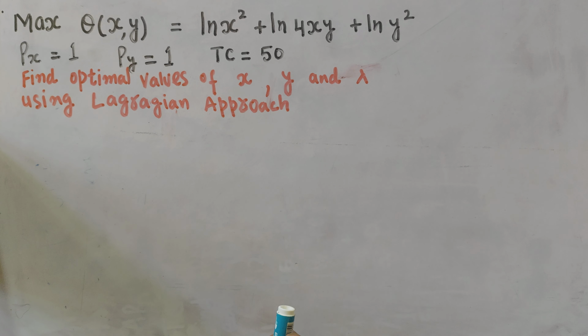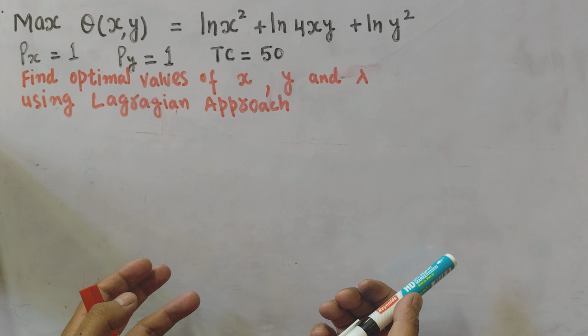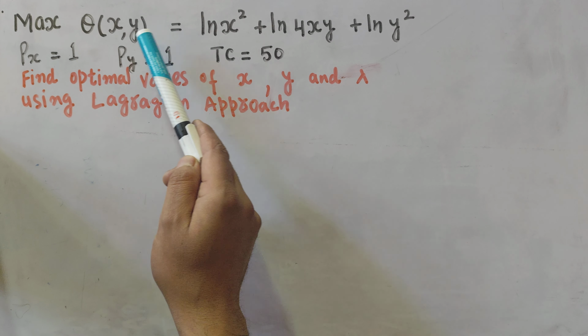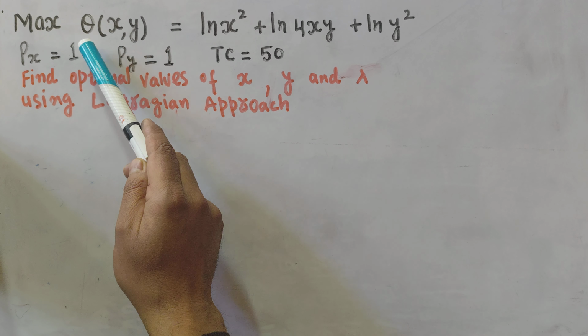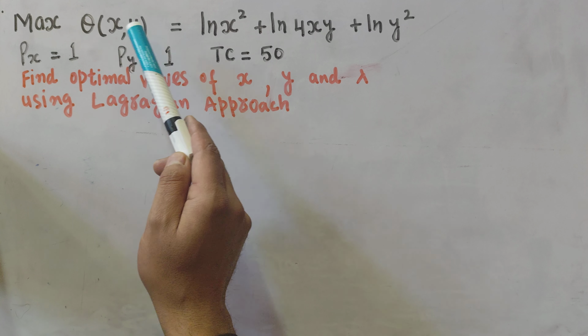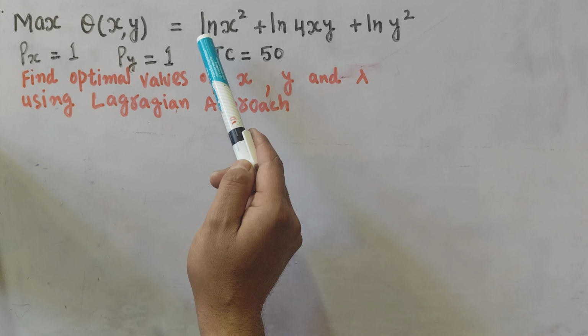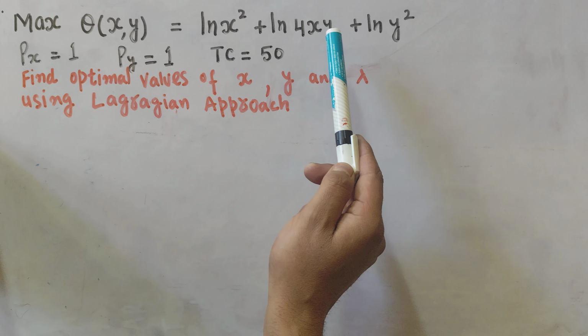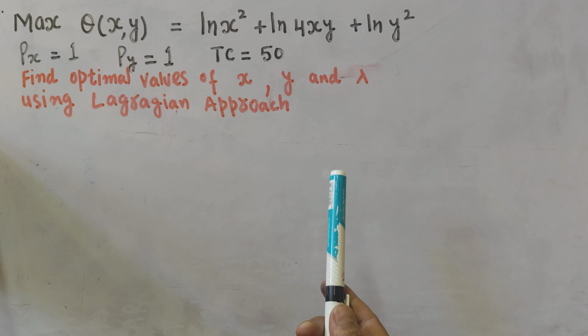In this video, we will learn how to solve a constraint optimization problem using the Lagrangian approach. The question I have cut short because of the lack of space. The question says we are given a production function, that is, output Q is a function of two inputs x and y, which is equal to ln of x square plus ln of 4 times x times y plus ln of y square.